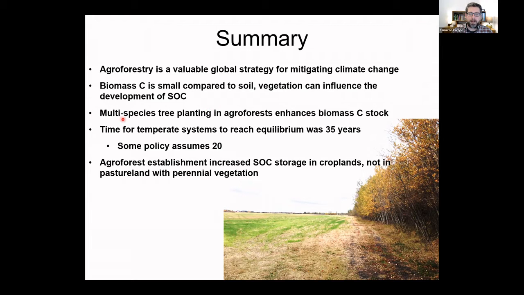From a general strategy, multi-species planting is probably a good bet if we want to increase the amount of carbon faster and put more carbon into the system. We should be aware that some of the time frames where we see equilibrium in terms of carbon sequestration in these systems may be taking longer than what some of our current policy is assuming. And then finally, agroforestry in croplands is probably going to be beneficial, but not in areas where perennial vegetation has been present previously. Thank you.